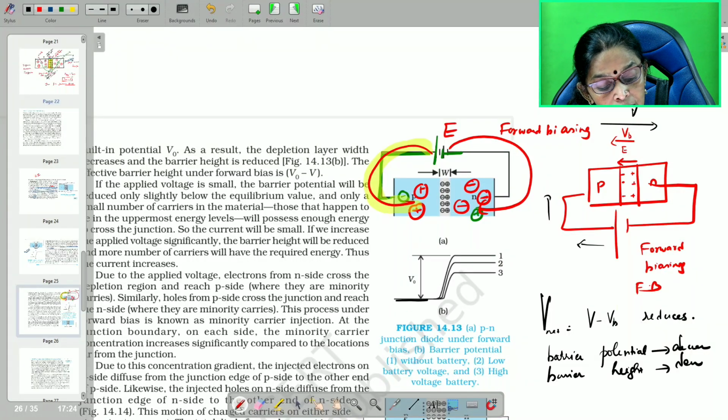You see, children, this is the original barrier. This is the PN junction diode under forward bias. VB, barrier potential without battery.